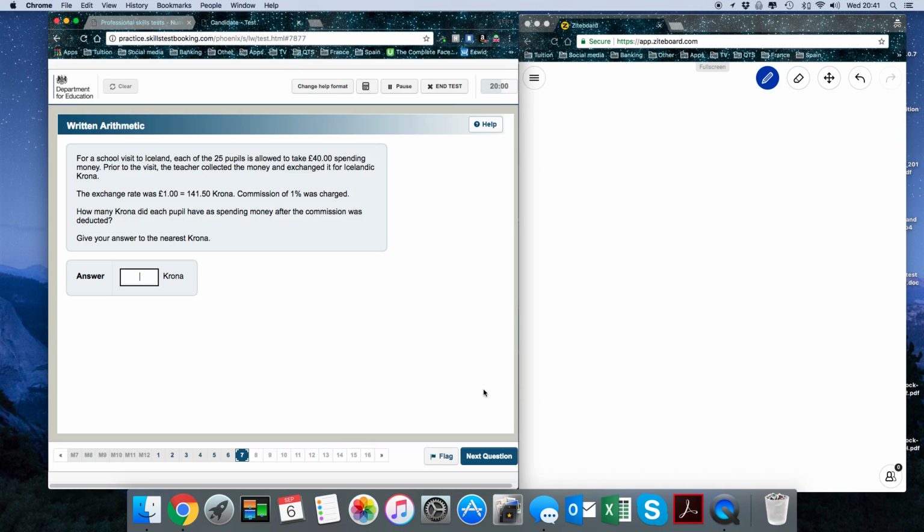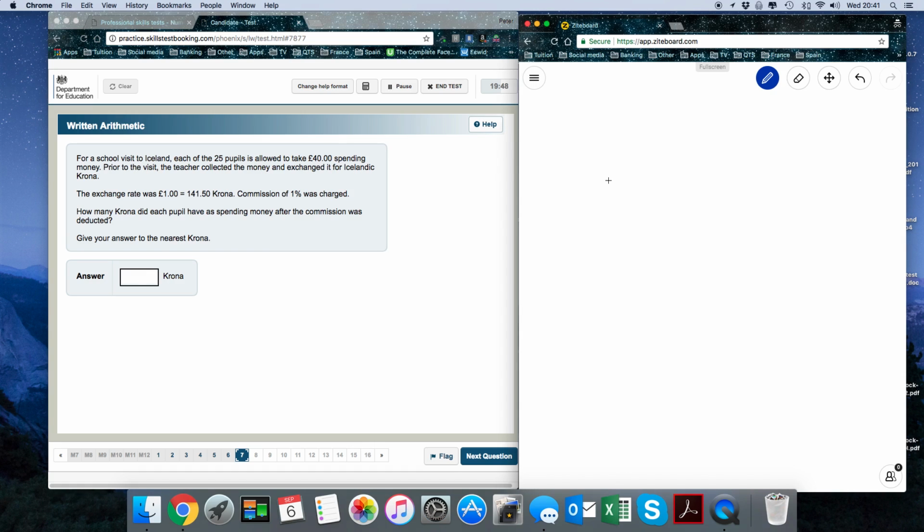Let's move on. Right, okay, it's a currency conversion with a bit of a twist. In terms of the conversion, let's write the conversion out first. £1 is equal to 141.5 kroner. So that's quite a lot of kroner for your pound. People do get muddled up in this question because the numbers appear to be big. They will be big because you're getting 141.5 kroner to the pound. So that is big.